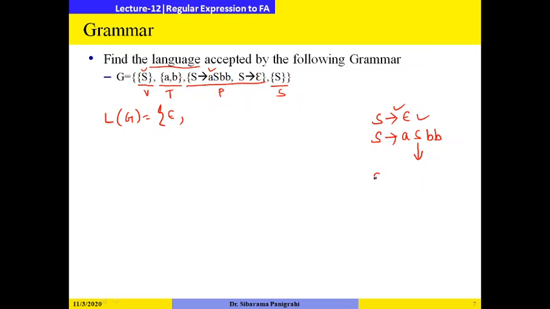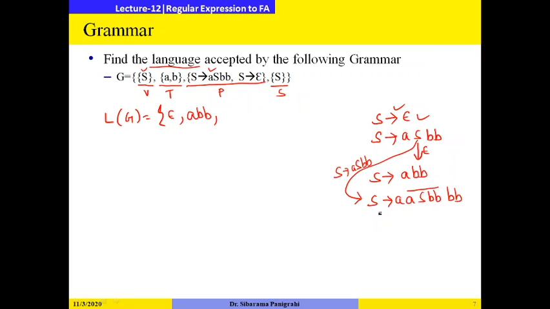So what will I get? If I put epsilon over here, I will get abb. Now in place of this S, if I put S gives aSbb, then I will get aaSbbbb. This much I have replaced with bb. Is that clear? Now if I apply S gives aSbb for n times, then what will I get?